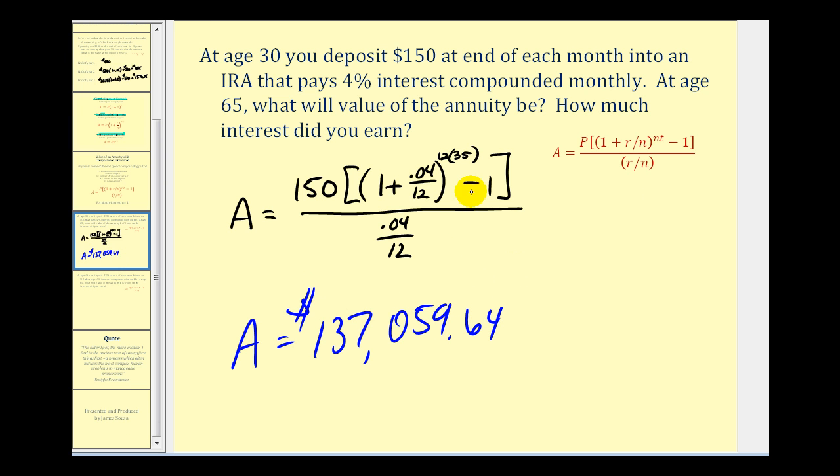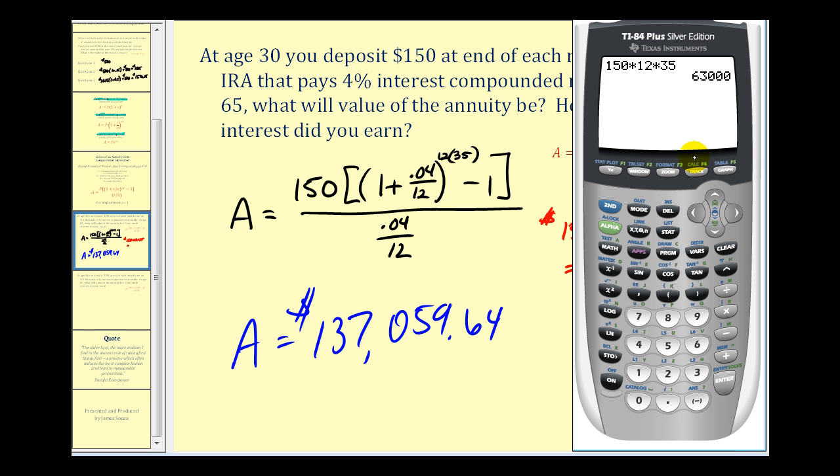Now the second question asks us, how much interest did we earn? Well, this is the balance of the account, but to figure out how much interest we earned, we have to determine how much money we actually deposited into the account. We can do that pretty easily. We deposited $150 times 12 for each year, and then we deposited this for 35 years, so multiply this by 35. That'll tell us the total amount of our deposits. We deposited a total of $63,000 into this annuity.